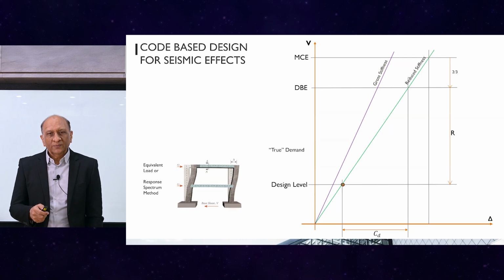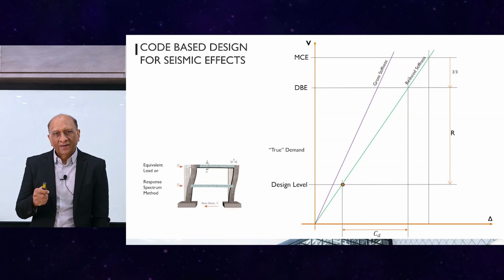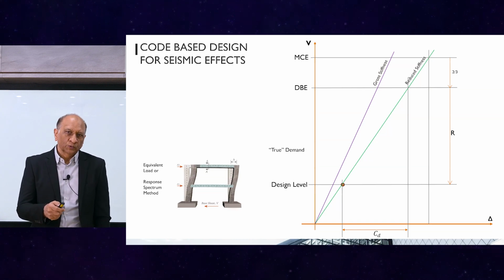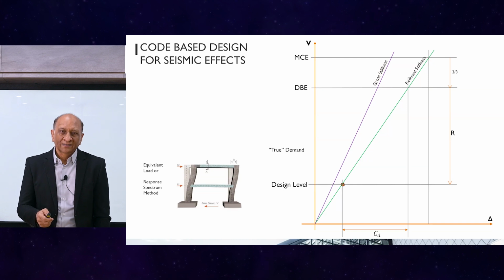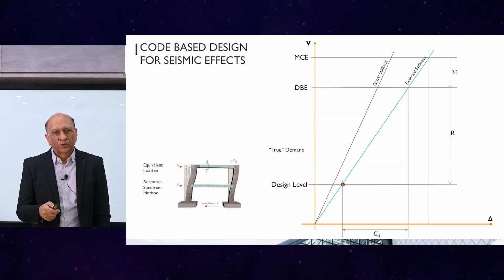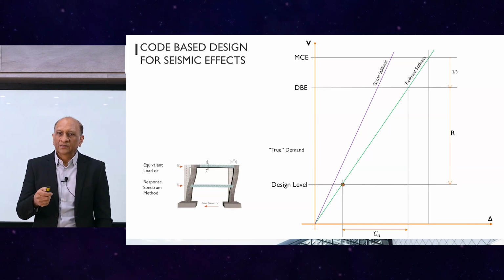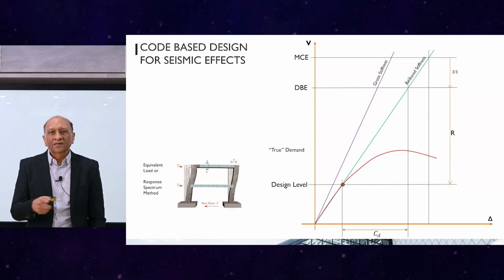For earthquakes, seismic effects, on the other hand, we reduce the load, not increase it. So we have the MCE level demand, we reduce it by 2/3 to go to the design basis earthquake. From there, we reduce it by R to go to the design level. And that is the force level, which is supposed to correspond to yielding. And that's where we design, we compute without knowing what's going on.